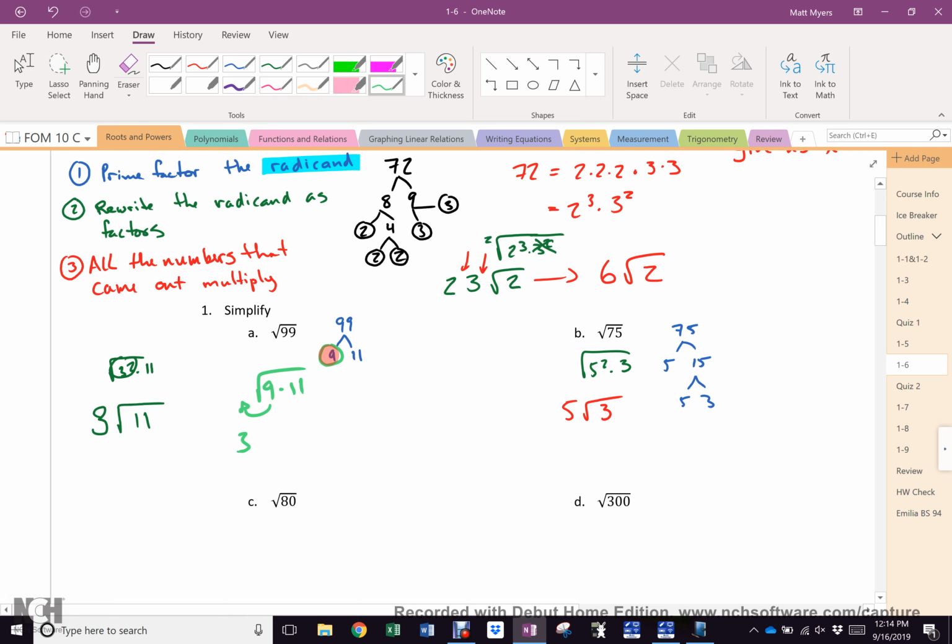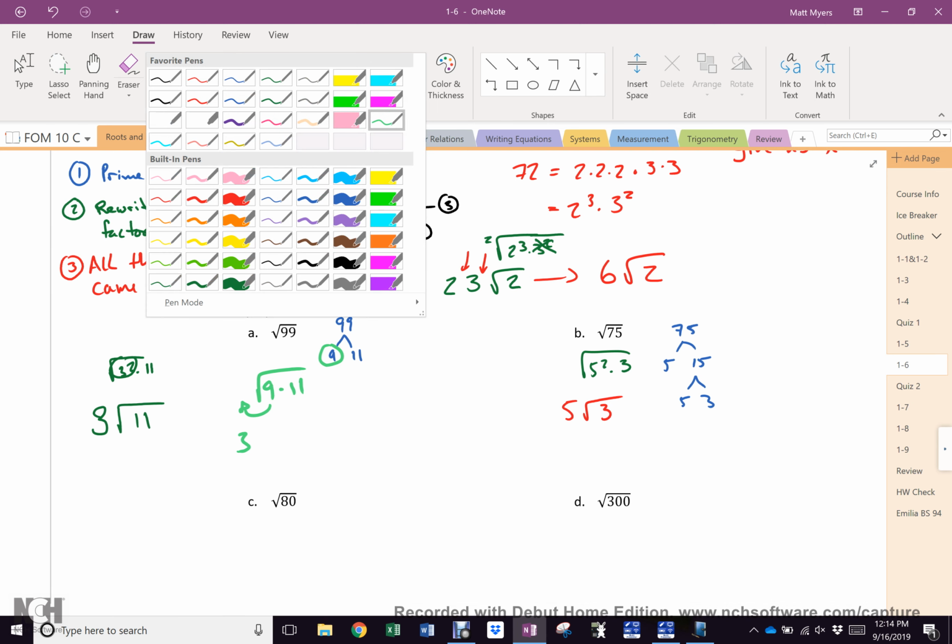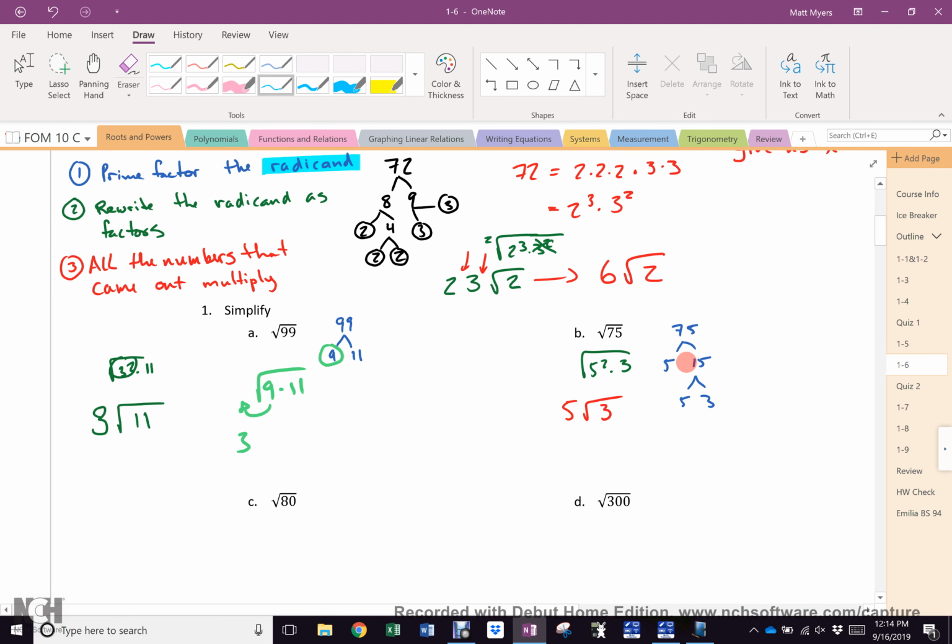Does everybody see that? So let's have a look at 75. I could have done what Amelia did, 5 and 15, but could I also have done this, 3 and 25? And I could stop there, couldn't I? Because isn't 25, doesn't that have a square root? So I could stop there. Now let's say you don't have your square roots memorized. Then what do you have to do? Build the whole tree. But if your square root is memorized, can you stop early?